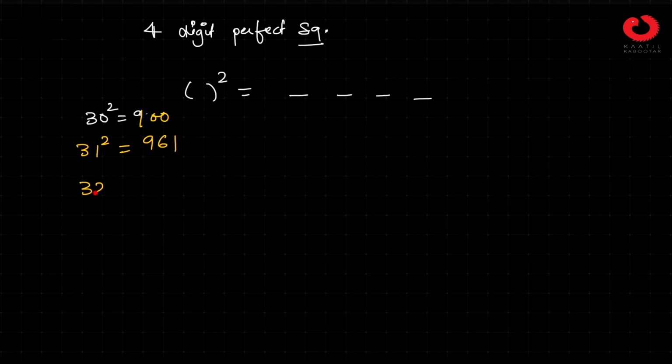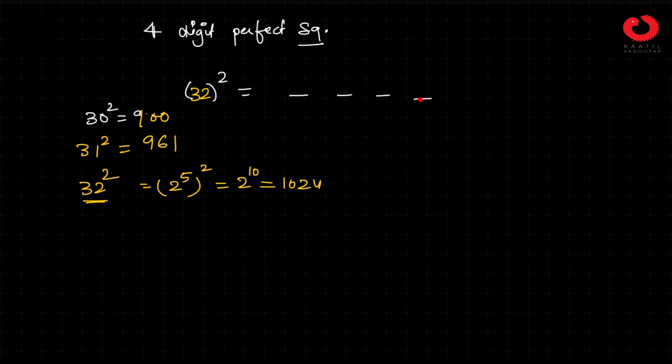So what will be 32 square? Very quickly you can see, even without any knowledge, that 32 is 2 to the power 5, so its square is 2 to the power 10, a very important number in all computer-related papers, bits and bytes. So this will be 1024. So the first 4-digit square is coming at 32.